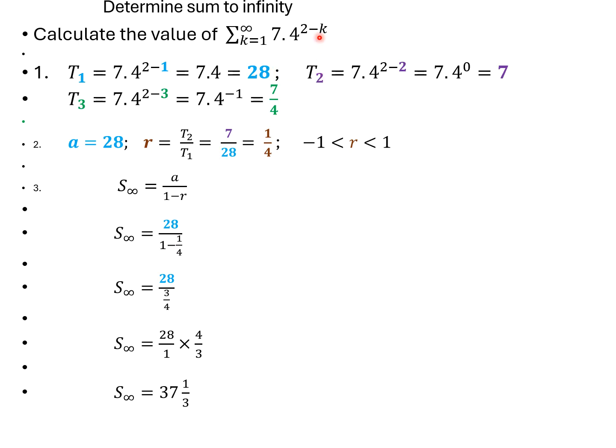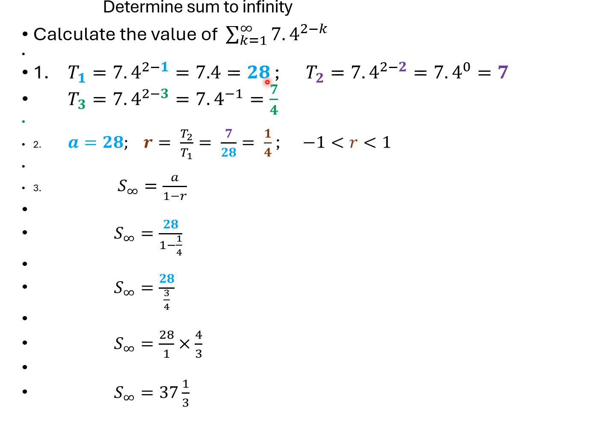Term 2, in the place of k, I have 2, so 2 minus 2 gives me 0. Anything to the power 0 is 1, and 1 times 7 becomes 7. Then we have term 3, so k is 3, so 2 minus 3 becomes minus 1. To make the negative exponent positive, I have to take 4 to the bottom of the division line, so it becomes 7 over 4.